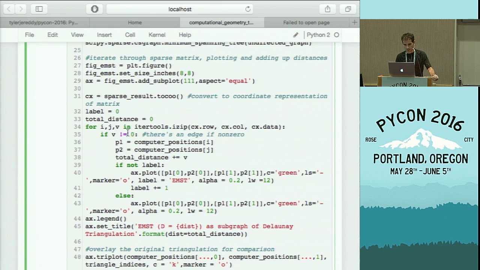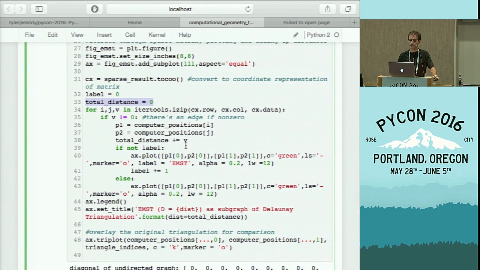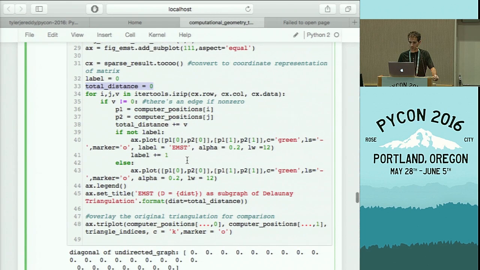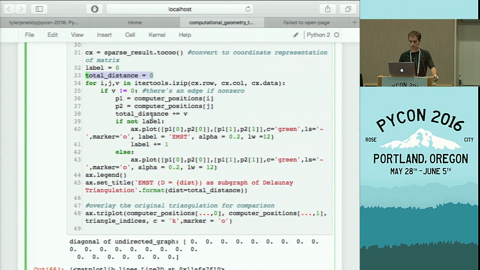So I'm just checking: if v is not 0, then there's a connection, and I want to add that into the total distance. So I initialize total distance to 0, iterate through all of the valid connections, so those with a Euclidean distance greater than 0, and add that in. Also, in terms of plotting, we want to be able to select only the values that are connected, so that we can distinguish them from the full set of connections in the triangulation.